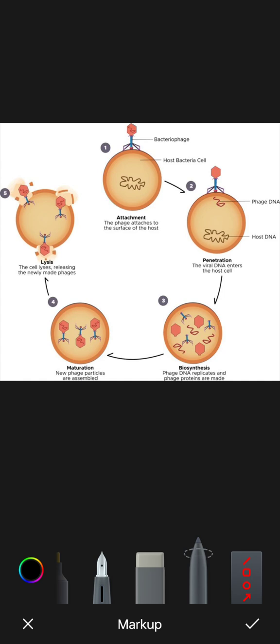The phage attaches to the surface of the host cell. Here you can see the first step is attachment, or this phase is also called adsorption in some books. In this step, the phage attaches to the surface of the host cell. The next step is penetration of the genome. The viral genome, meaning the DNA of the bacteriophage, enters the host cell.